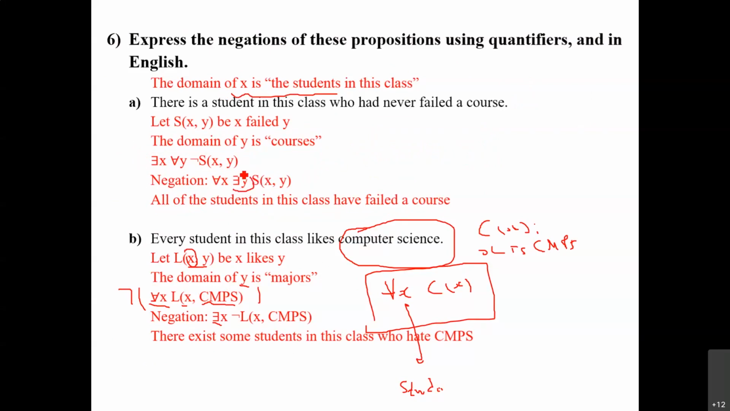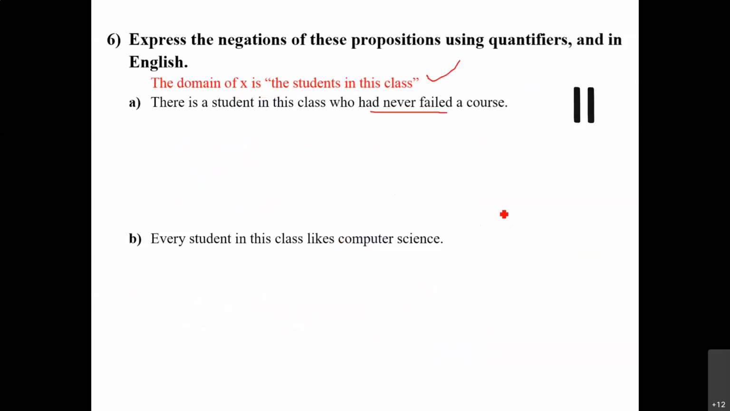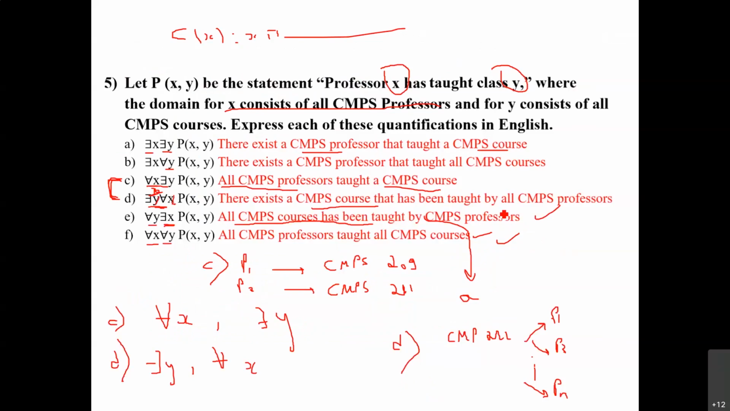Because we're saying there exists y. Like there is a course. At least a course. So you could have said all students in this class have failed at least one course or have failed a course. Okay. So if it had been for every y, then it would have been, hey, all students in this class have failed all the courses. Okay. So this translation is actually important, whether it should be plural or not. Okay. And is everything clear here for part C and D?